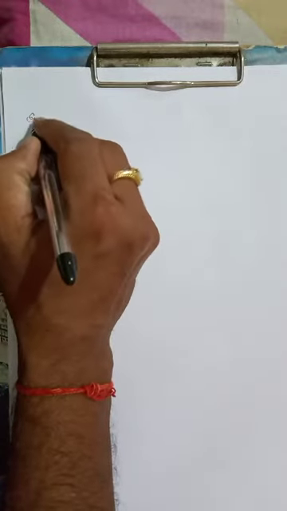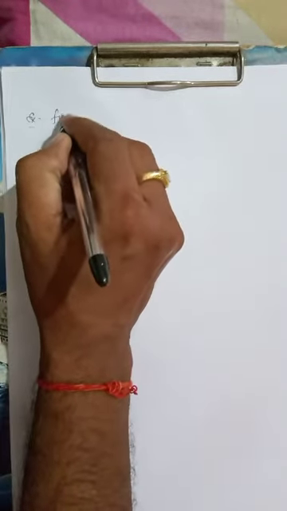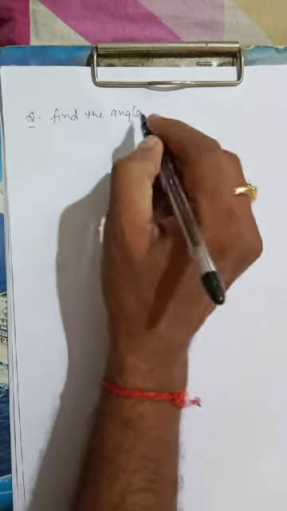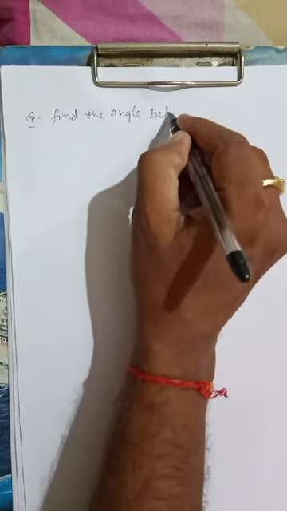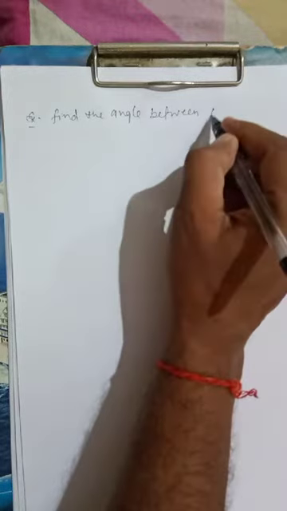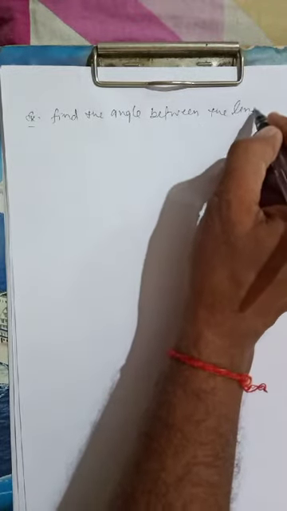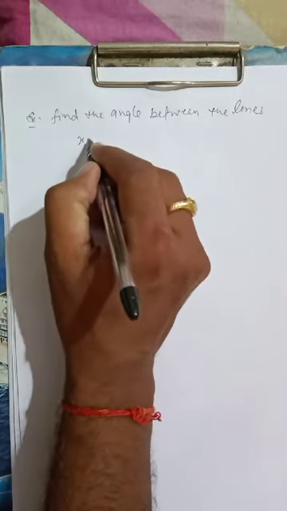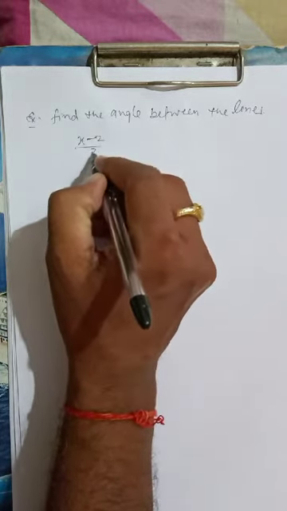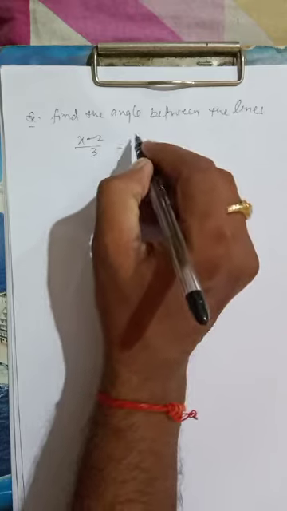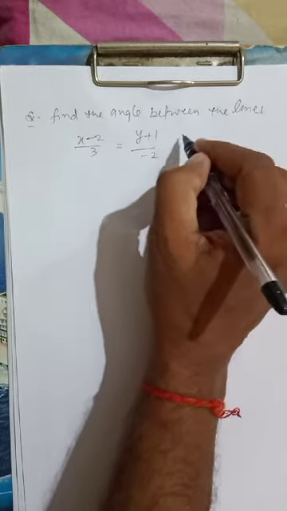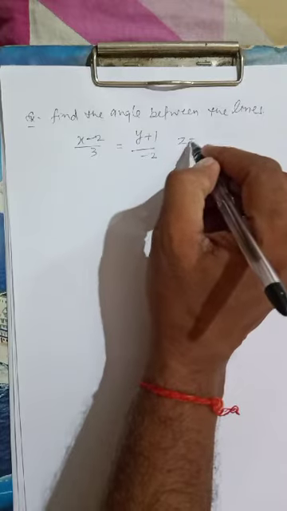Yes, another example here. Find the angle between the line (x minus 2) upon 3 is equal to (y plus 1) upon minus 2, and z is equal to 2.